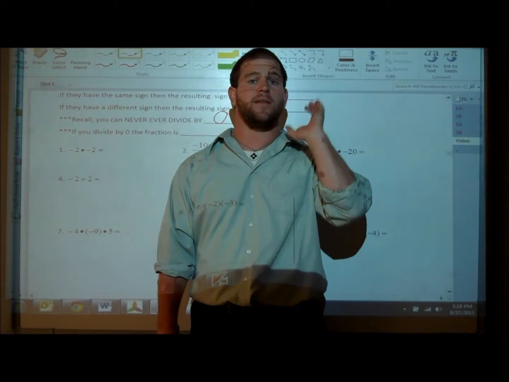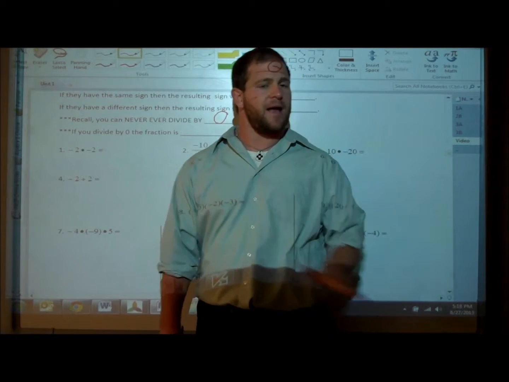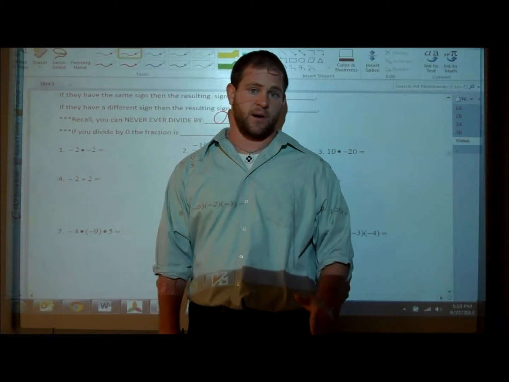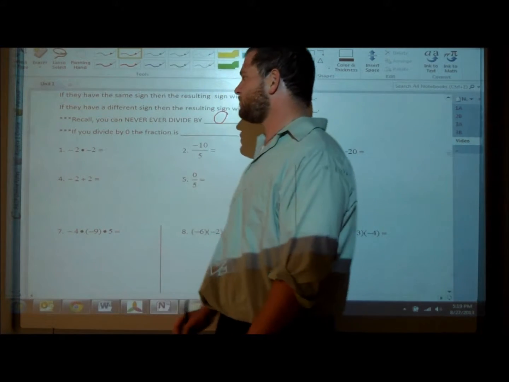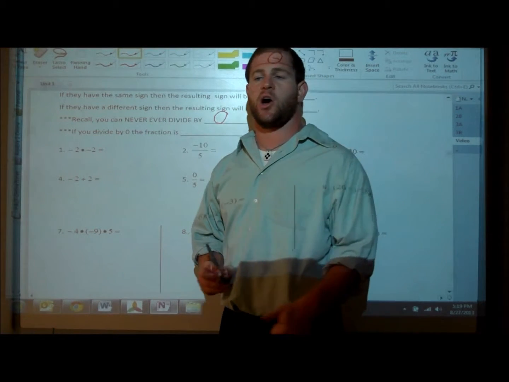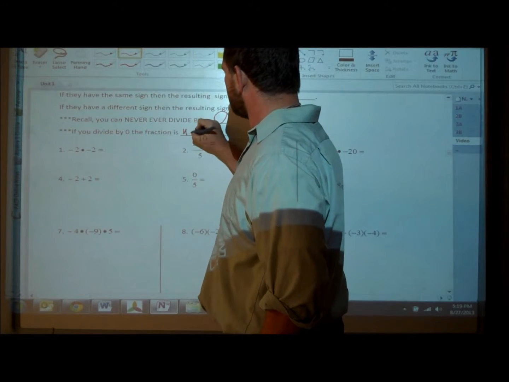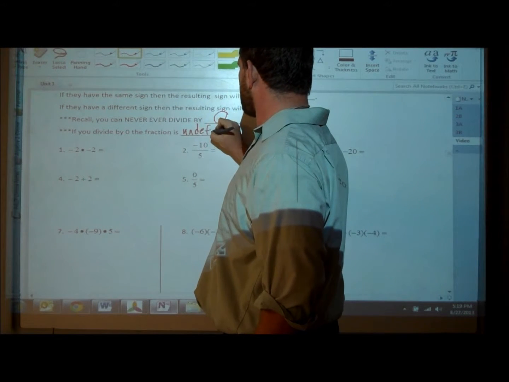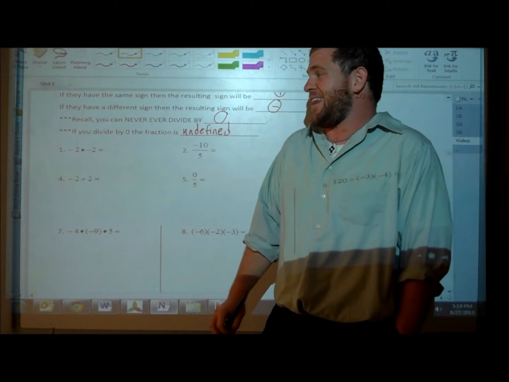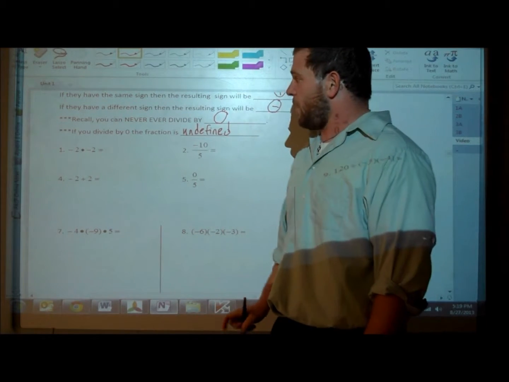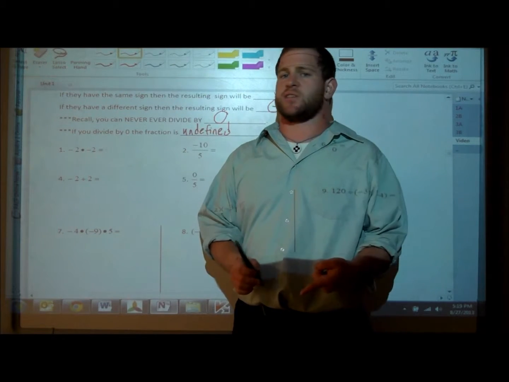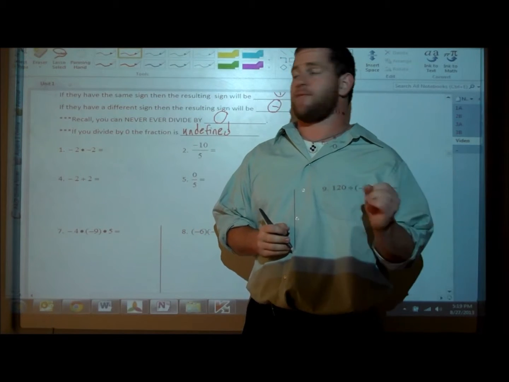You can have 0 in the numerator, but you can never, ever, ever have 0 in the denominator, 0 in the bottom. You cannot divide by 0. You can't break something into 0 groups. If you do have a fraction where you're trying to divide by 0, the fraction is going to be called undefined. It's going to be called undefined because it can't happen. So when we're talking about multiplying and dividing, keep in mind you're going to multiply or divide just like you normally do. The only thing that's different is the negatives.